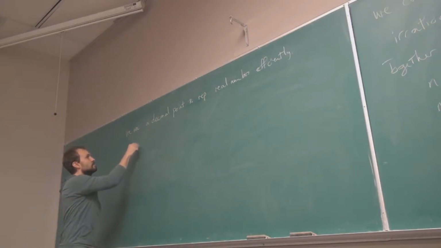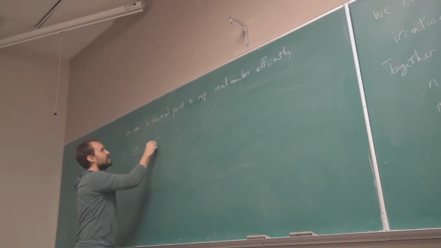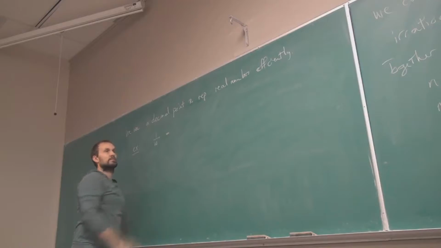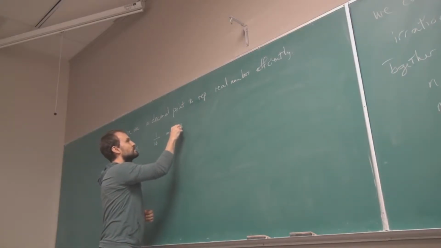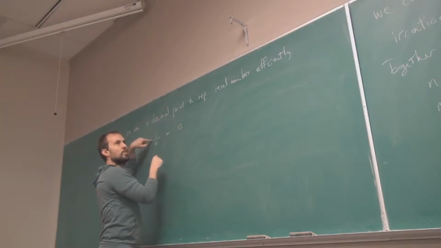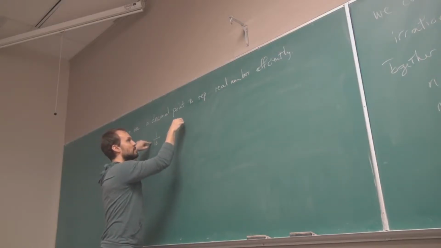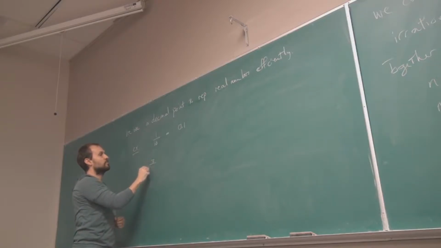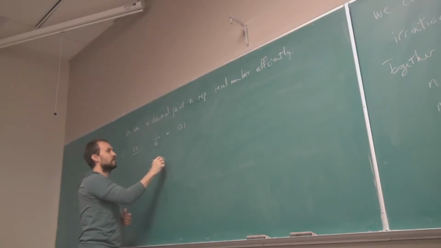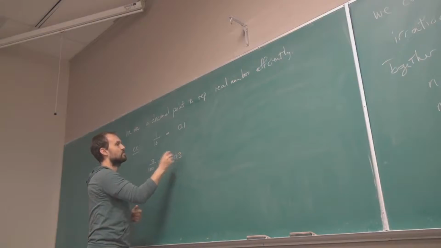For example, if I have a tenth, there's nothing wrong with that representation, but another representation would be 0.1, because there's no whole portion to this mixed number. If I have 3 over 100, 3 hundredths, that would be 0.03.